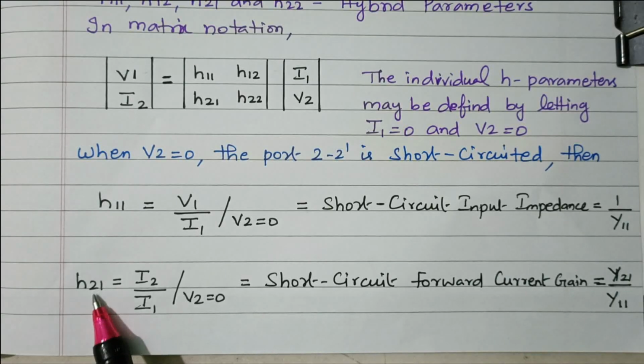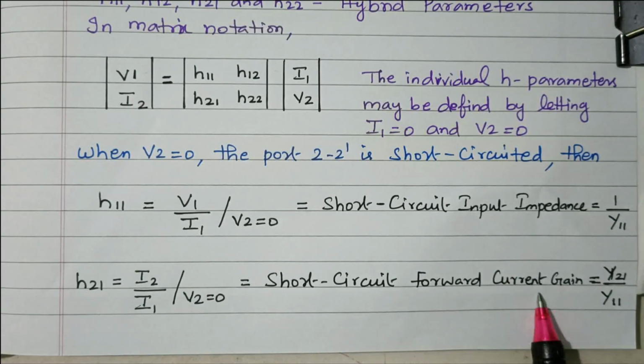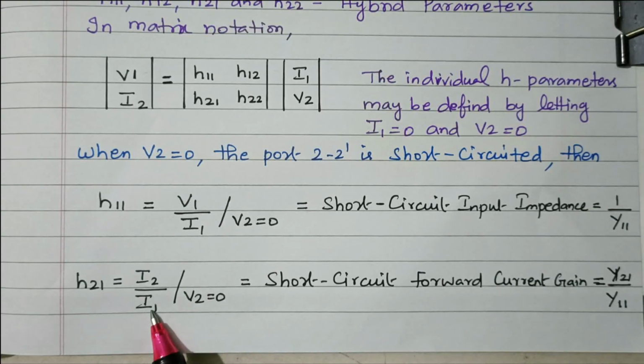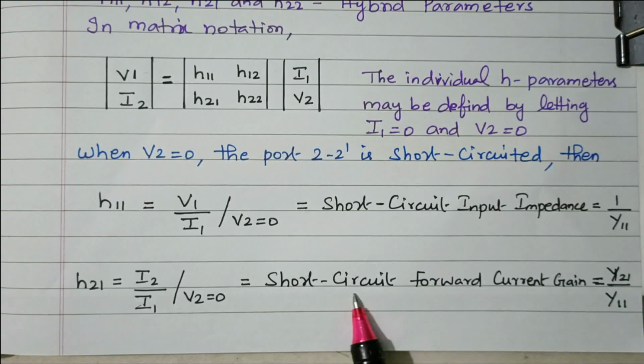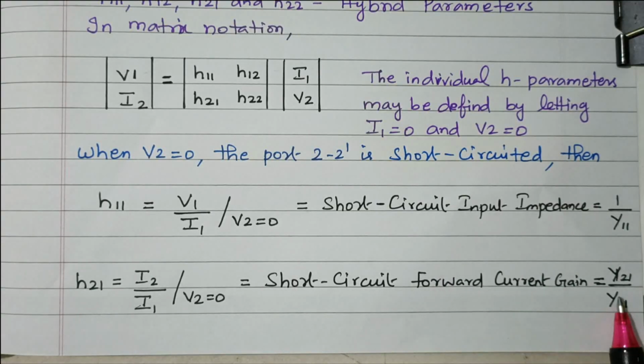Similarly, H21 equal to I2 by I1. Both are currents, so that is called a current gain, the forward current gain, and we are making a short circuit. So that short circuit forward current gain is equivalent to Y21 by Y11.